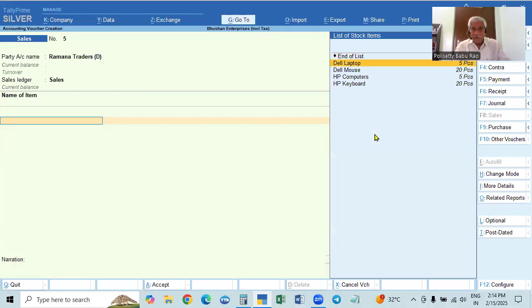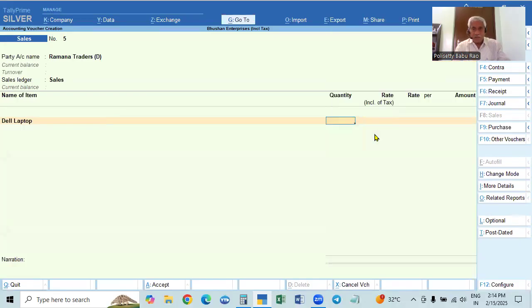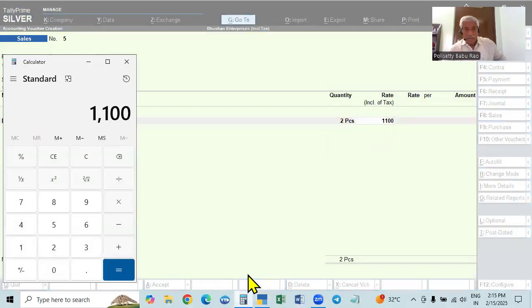The same example we will take up. So here we are selling a laptop. So two items we are selling, that's two numbers we are selling. So the price, 1,100 rupees, is the rate inclusive of tax. 1,100 rupees we are selling. That means that includes taxable value and tax also. It is called a rate inclusive of tax. So if this is the tax, 1,100 rupees.